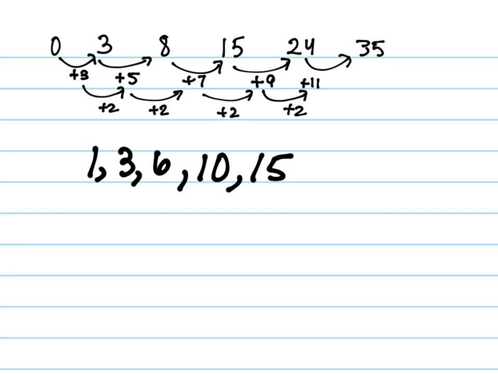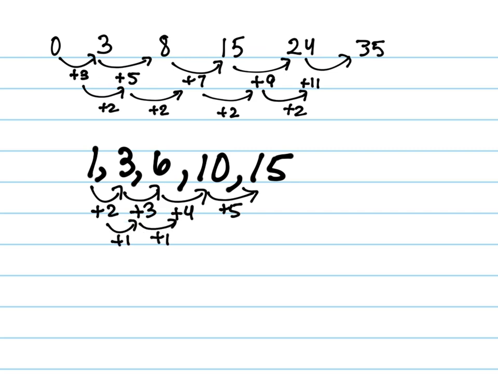how do I get from 1 to 3? Well, I'd add 2. How do I get from 3 to 6? Add 3. 6 to 10? Add 4. 10 to 15? Add 5. And we could continue that, right? This has a common second difference because if I did it again, I'd get plus 1s on all of them. Do you see that? So these are called triangular numbers.